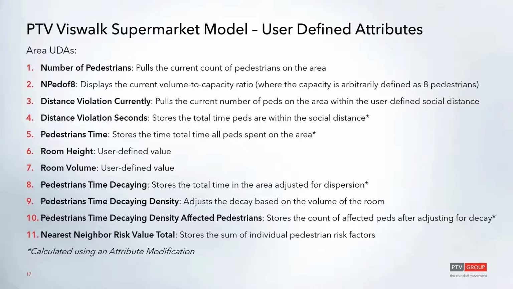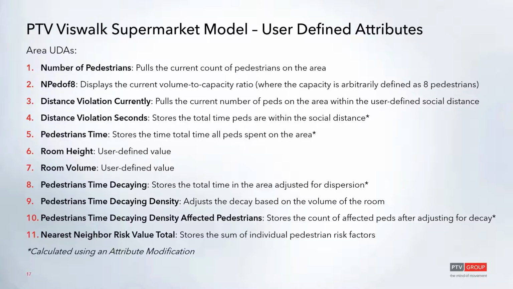Some area UDAs that we created to help with this model. These are user-defined attributes on the specific areas or the floors. So we have an area outside where people are waiting in line, and then we have the actual supermarket floor as well as an area. We created a few UDAs. I'm not going to go through all these in great detail, but things like a user-defined attribute that counts the number of pedestrians, as well as the room volume and things like that.